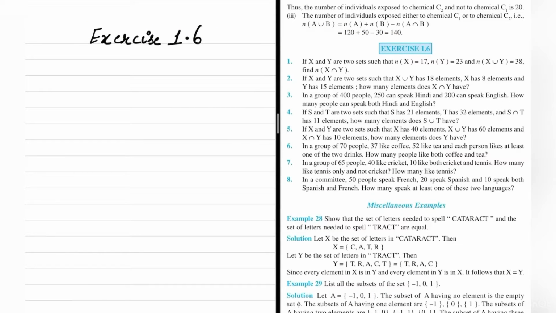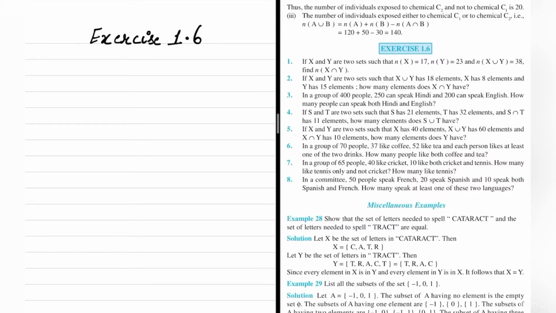So in this video I will be discussing exercise 1.6 which is based on the practical problems on unions and intersection which we have discussed in the last video. So again a very easy exercise. You should remember the three formulas which we have derived in the last video. So let's see the first question.